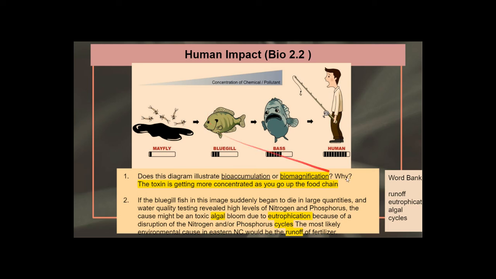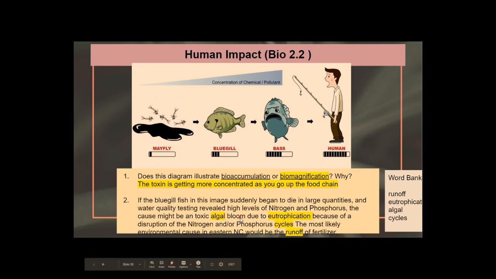Then this is talking about biomagnification. So biomagnification is when concentration of chemicals increases as you go up the food chain. So you notice as you go up, each one gets more of the chemical, whereas bioaccumulation is just within one organism. So bioaccumulation is the pesticide within a fly itself.